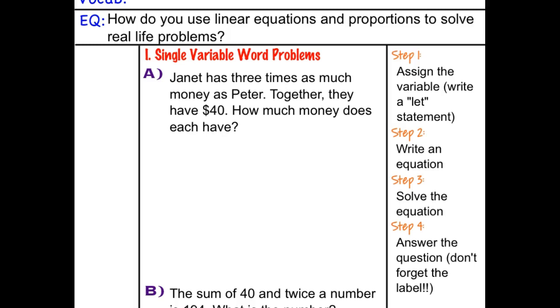So our first problem, we have Janet. Janet has 3 times as much money as Peter. Together they have $40. How much money does each have? My rule of thumb, start with the person or thing that has less. When I read it, it says Janet has 3 times as much money as Peter, which means Peter has less money. So I'm going to use P for Peter, but I can't just say P equals Peter, because I don't know what about Peter. So I have to say Peter's money.